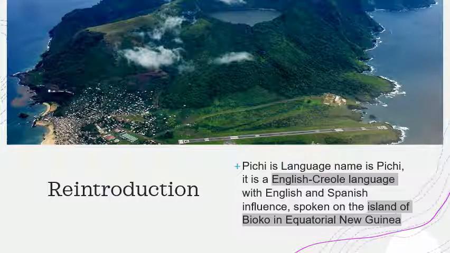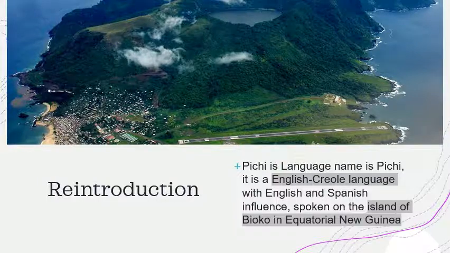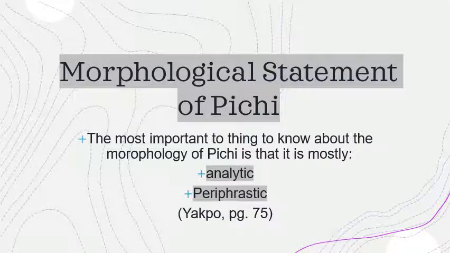So a brief reintroduction, Peaky is an English Creole language with English and Spanish influence spoken on the island of Bioko in Equatorial Guinea, which is pictured above. The most important thing to remember about the morphology of Peaky is that it is mostly analytic and periphrastic because of its root in English. So it is very similar to how English morphology works, and for us, it's going to be relatively straightforward as English speakers.